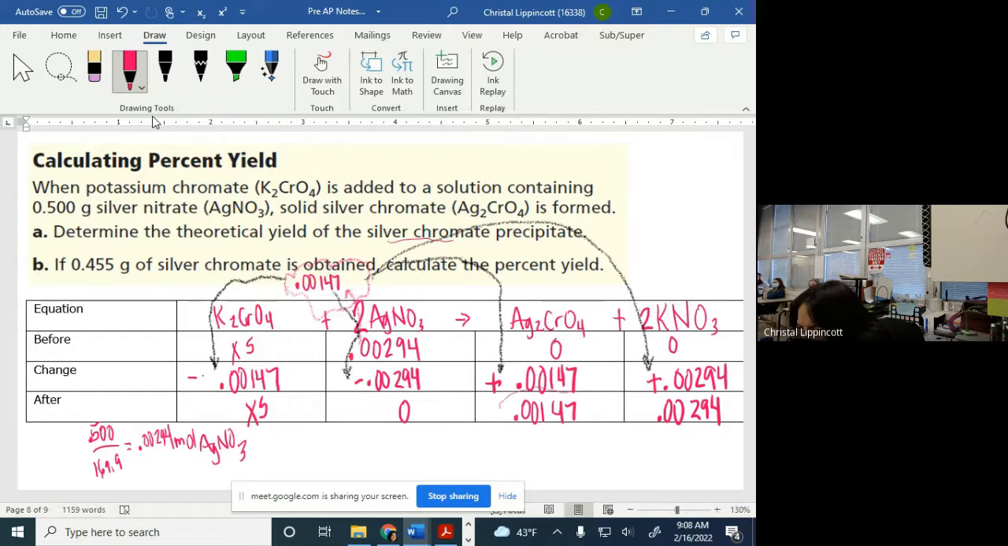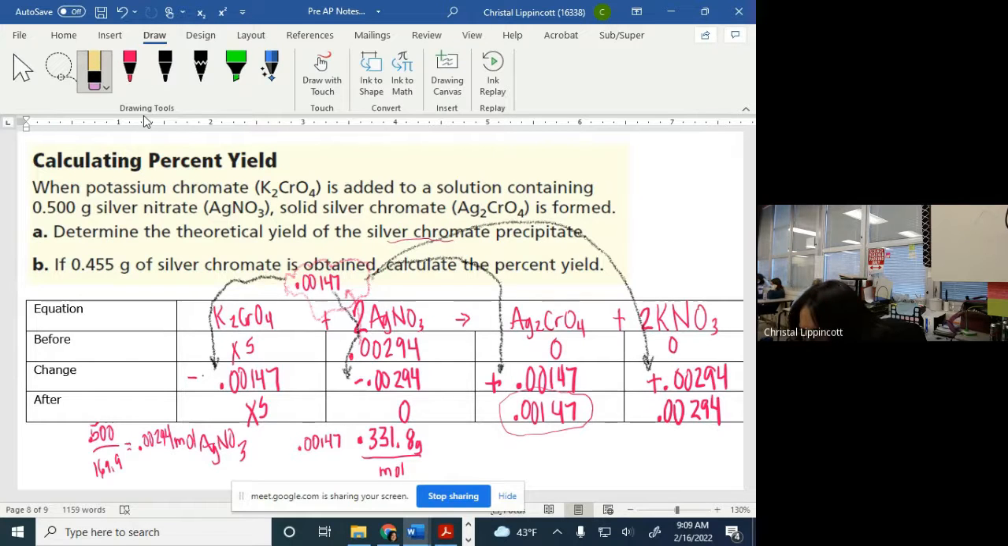I need to take these moles and convert them into grams. So I'm going to take the 0.00147 moles. I'm going to multiply, I got it right this time, y'all, by the molar mass, plus I need a chromium, which is 52, and I need 4 oxygens. Okay, so that's 331.8, and that's going to be grams per mole. This was moles, not grams.